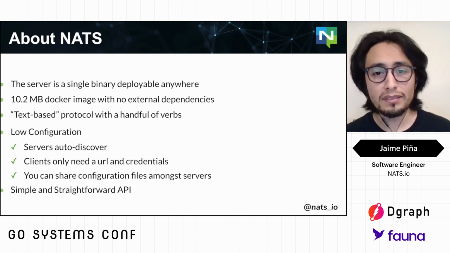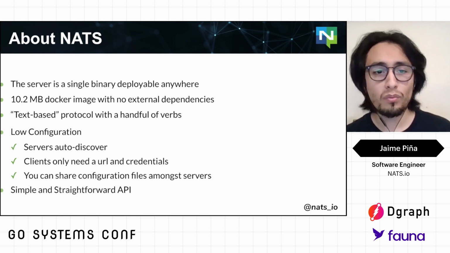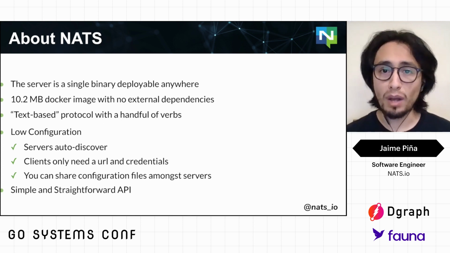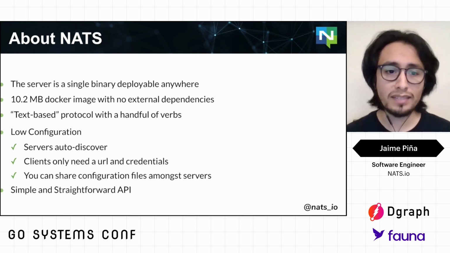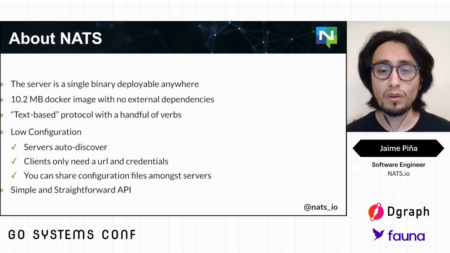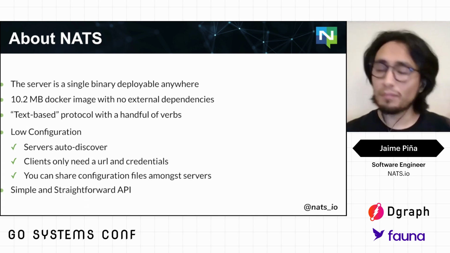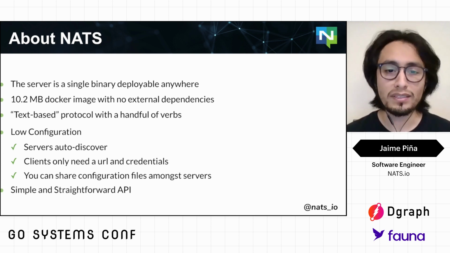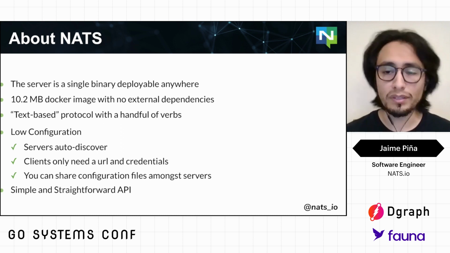The protocol itself is text-based, and Wally will get into that a little bit later. It's pretty cool though, because you can use Telnet if you really need to do some debugging, and you don't need any other external tools. So it makes it really easy to debug. And overall, we like to keep NATS as low configuration as possible. Service discovery is built into NATS, which means clients only need the URL of one server, and then they can discover more about the topology. But Wally, again, will cover that a little bit more in detail later. Overall, we like to keep the APIs for NATS pretty simple and straightforward.